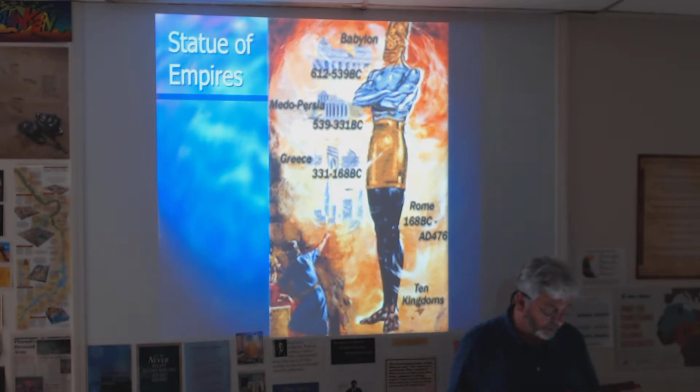All right. First thing is the head was golden. That's right. Any question? Okay. Next. The breast and arms were silver. Correct. Next. The belly and thighs were bronze. Correct, or brass, some translations say. Next. The legs were iron.